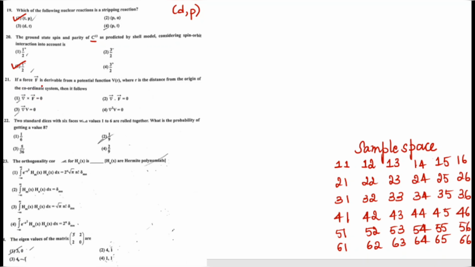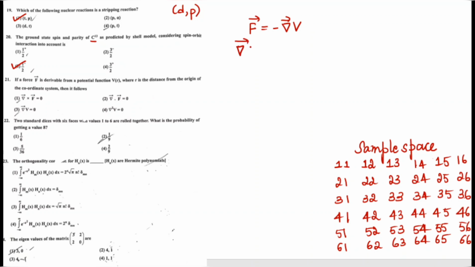If a force F vector is derivable from a potential function V of R, where R is the distance from the origin of the coordinate system, then it follows. So what is the relationship between the force and potential? We have F vector equal to minus gradient of potential V. This question can be solved by taking the options themselves. So first I'll do the curl of F vector and we will see what result we get.